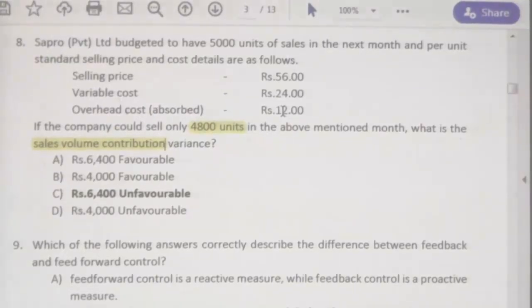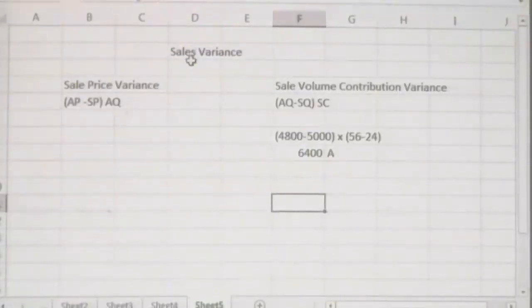I think you got an idea about the calculation of sales variances. Keep in mind, sales variances are divided into sales price variance and sales volume contribution variance. Here you will take the difference between the actual price and standard price into the actual quantity. Here you will take the difference between actual quantity and standard quantity into the standard contribution. See this wording, you need to multiply it by contribution. That's why it's called sales volume. Within this bracket you can see the sales volume variance into the contribution, that is standard contribution. That's why it's called sales volume contribution variance.